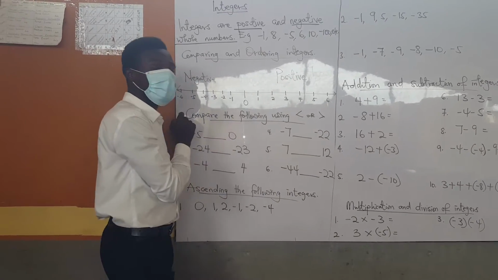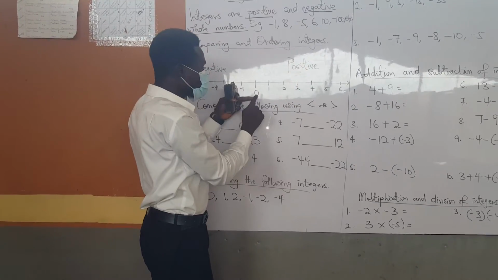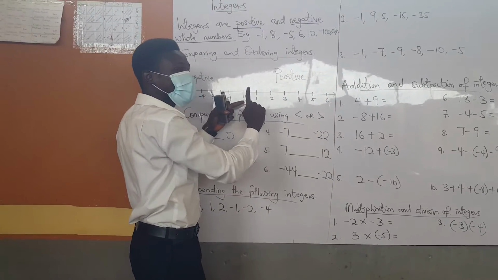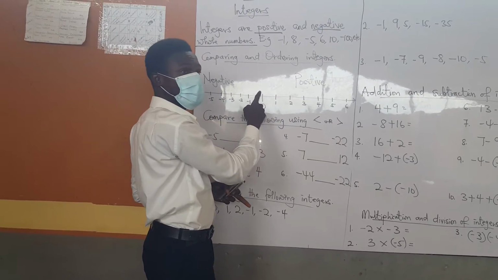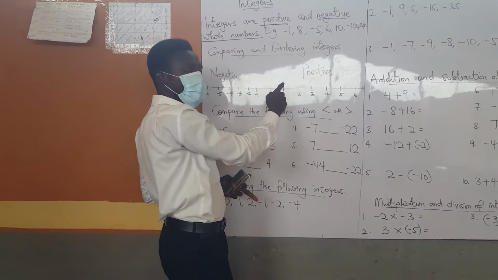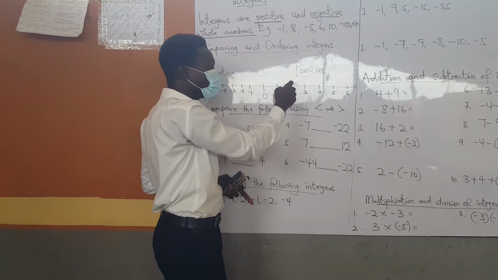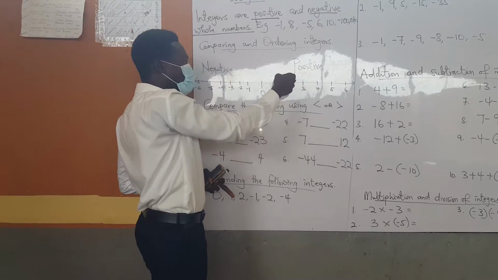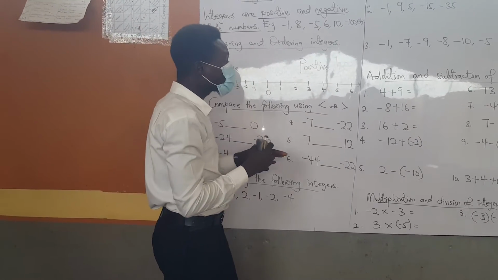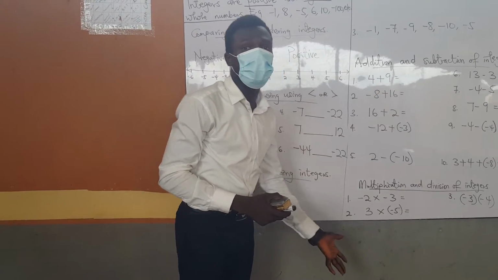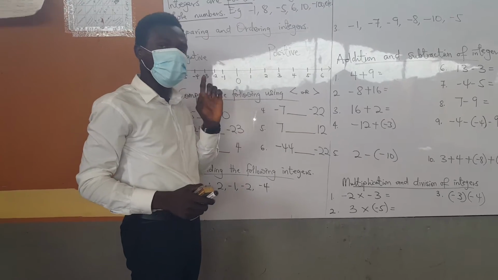So if you have this number line, moving from here shows increasing. So 0, if I move to here, it has increased. Therefore, 1 is greater than 0. 2 is greater than 1. 3 is greater than 2. And if 3 is greater than 2, it means 3 is greater than all the numbers here. So when it comes to the positive ones, we have no confusion there. But the confusion comes in the negative.